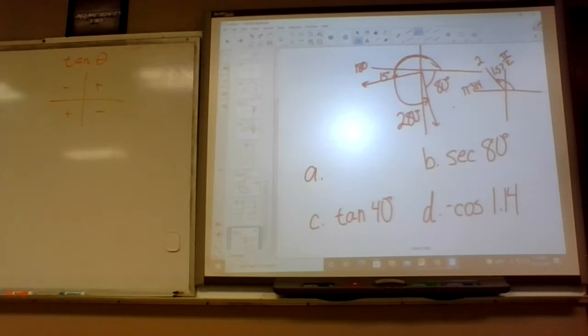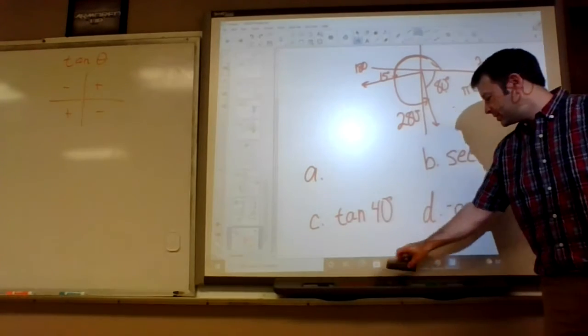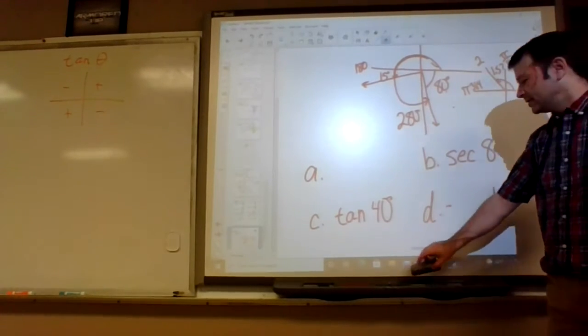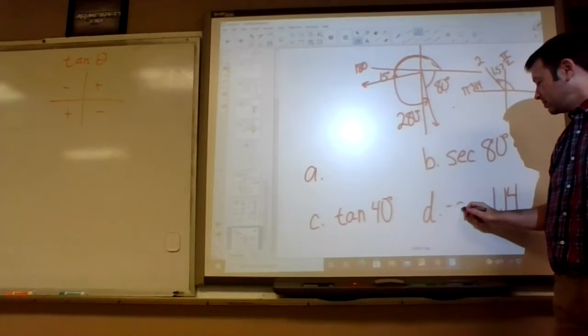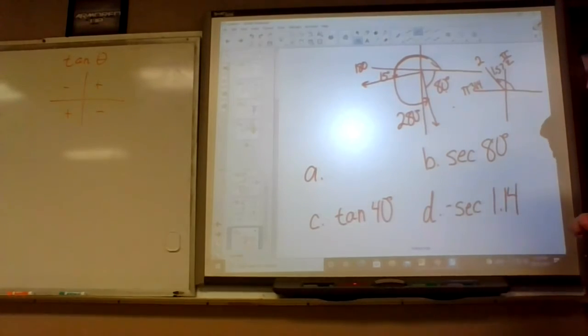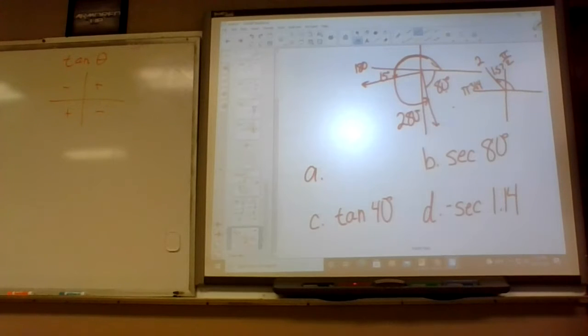Good job. Wait, would you put negative cosine or negative secant? Oh, sorry, what was the secant? I forgot. I just heard you say cosine. Sorry, my bad. That was Josh that said it. Sorry about that, Josh.